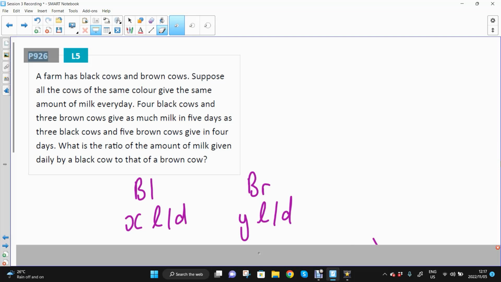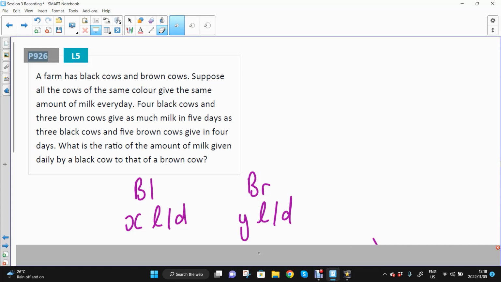A farm has black cows and brown cows. Suppose that all the cows of the same color give the same amount of milk every day. 4 black cows and 3 brown cows can give as much milk in 5 days as 3 black cows and 5 brown cows given 4 days. What is the ratio of the amount of milk given daily by a black cow and that of a brown cow?